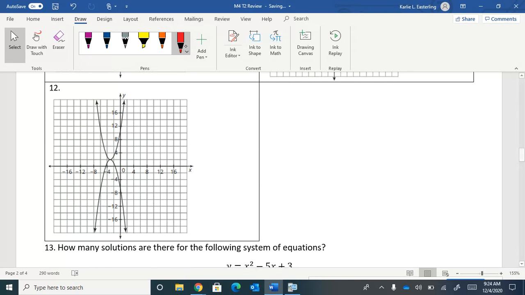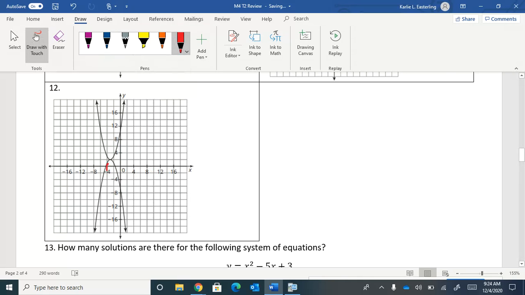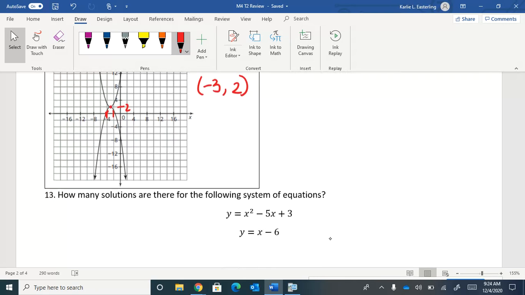So down here, number 12 is where you have to look and see what the lines are counting by, because this is negative 4 right here. This line right here is negative 4, so that means this line right here is negative 2. So that point right there is negative 3, 2, because again, this is 2, 4, 6, 8. So make sure you are looking at what the axis is increasing by or decreasing by.